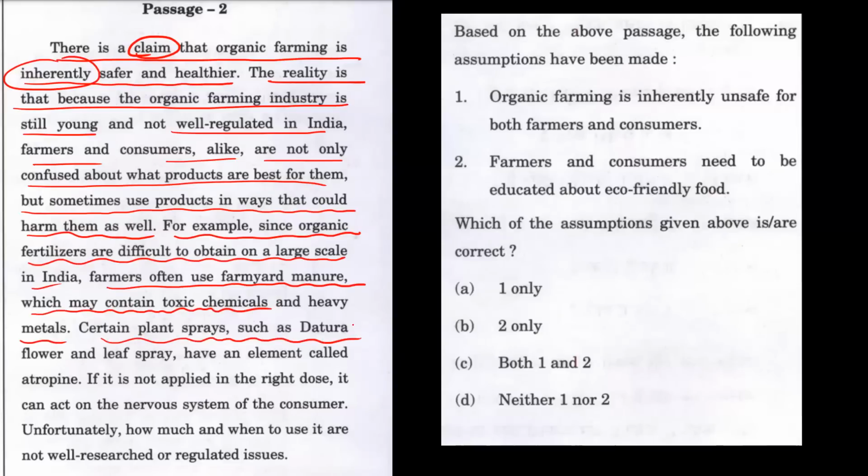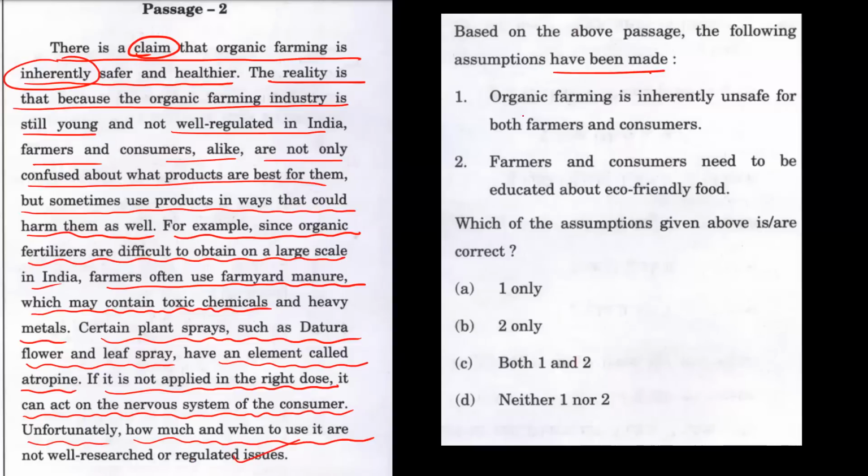Certain plant sprays like datura flower and leaf spray can have elements like atropine. If not applied in the right dose, it can harm the nervous system of the consumer. Unfortunately, how much and when to use is not well researched or regulated. Which of the following assumptions have been made? Okay, you can see, organic farming is inherently unsafe for the farmers. No, just the opposite. They are writing the opposite.